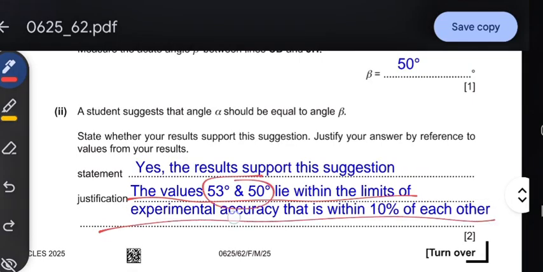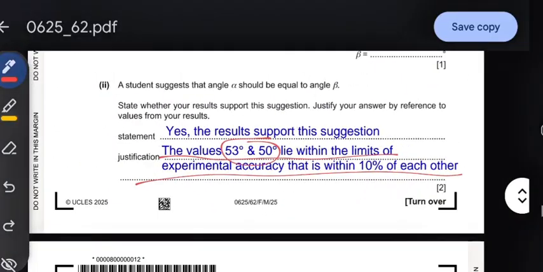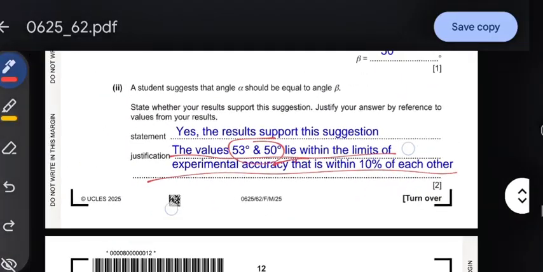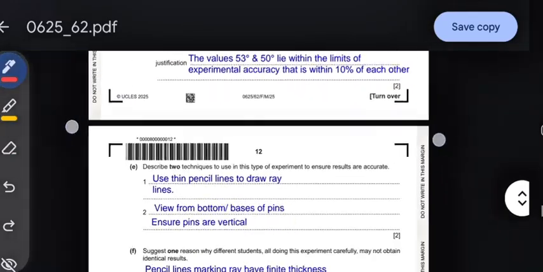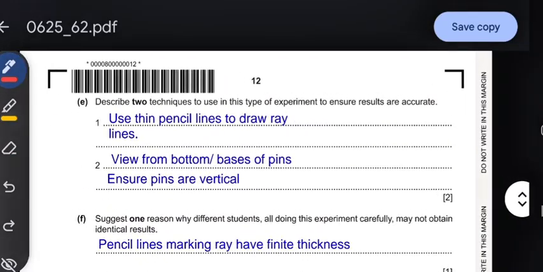Just change the values if they lie within experimental accuracy, of course. If they don't, then write that the values don't lie within the limits of experimental accuracy, that is, within 10% of each other. Just add a don't. So it's a sample answer you can memorize to attain full marks.